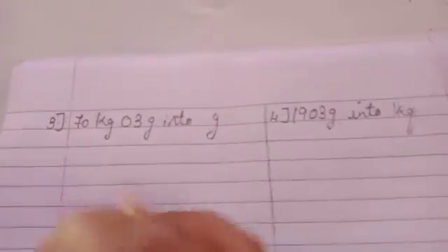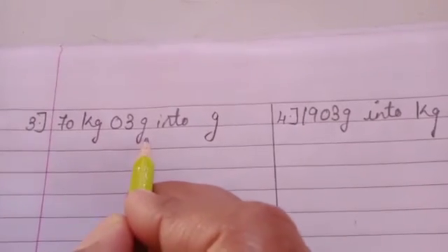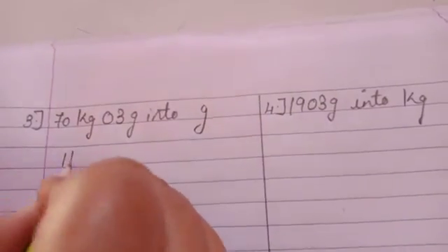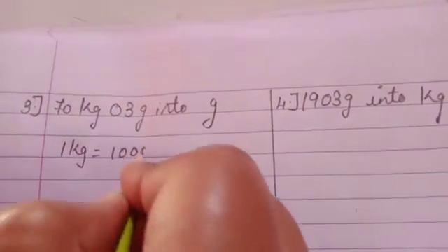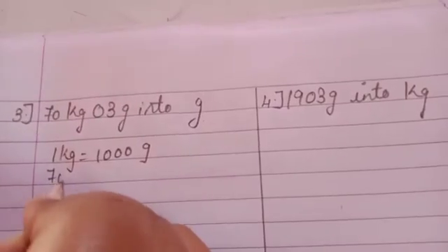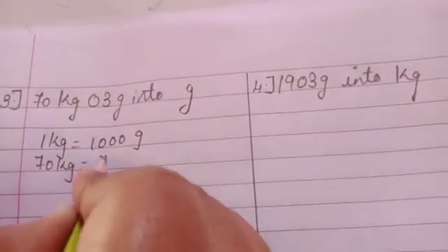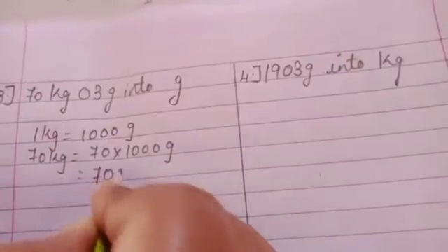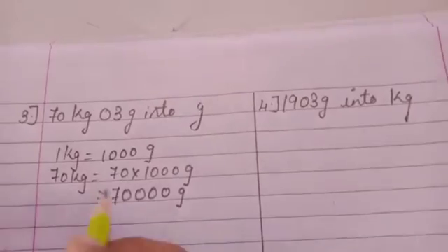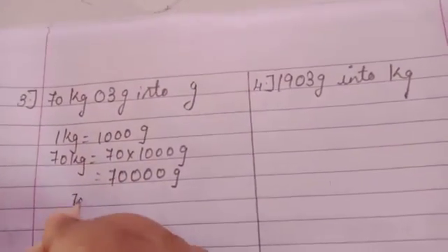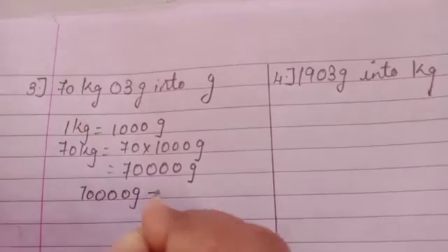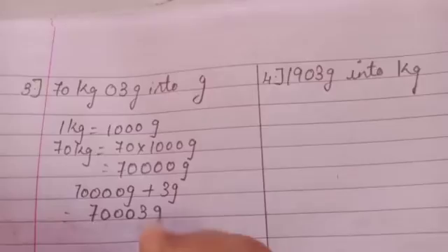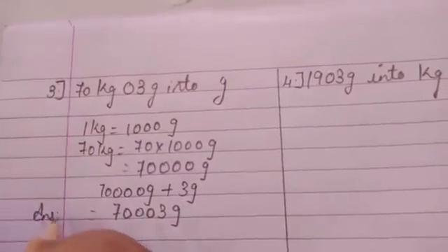Now number 3, 70 kilogram 3 gram into gram. This we have to change into gram. So 1 kilogram equal to 1000 gram, and we have 70 kilogram equal to 70 multiplied by 1000 gram. So we will get 70,000 gram. In the question we have 3 gram, that we will add. 70,000 gram plus 3 gram equal to 70,003 gram. This is our answer.